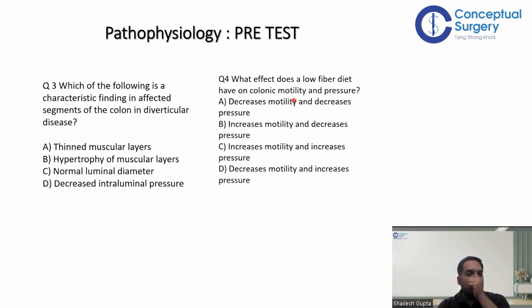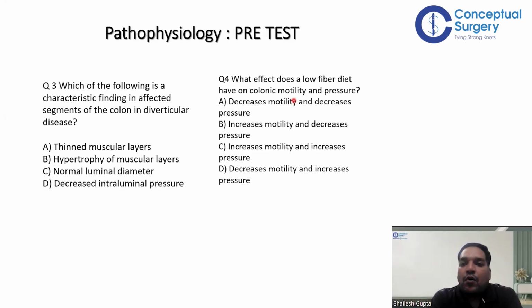Question number 3, which of the following is a characteristic finding in affected segment of the colon in diverticular disease? Thin muscle layers, hypertrophy of muscle layers, normal luminal diameter, decrease intraluminal pressure, right? So the question में पूछ रहा था, उससे आप सारा answer कर पाओगे अगर you know that answer.